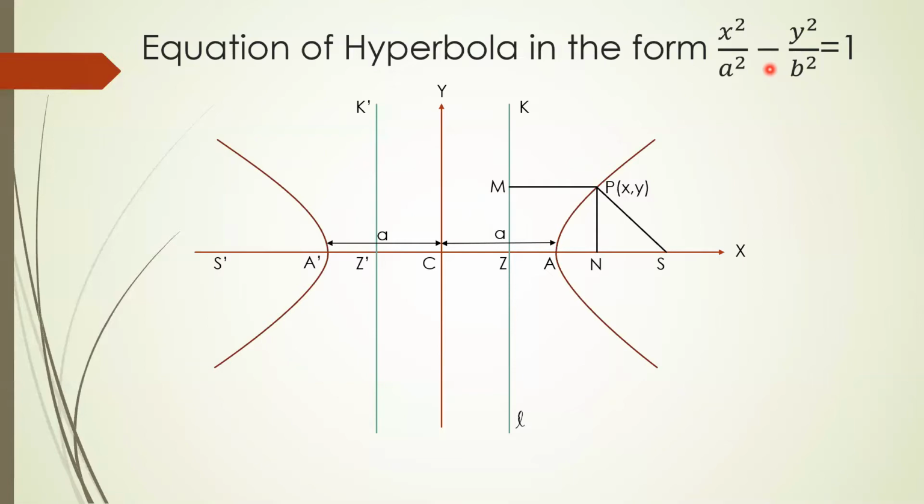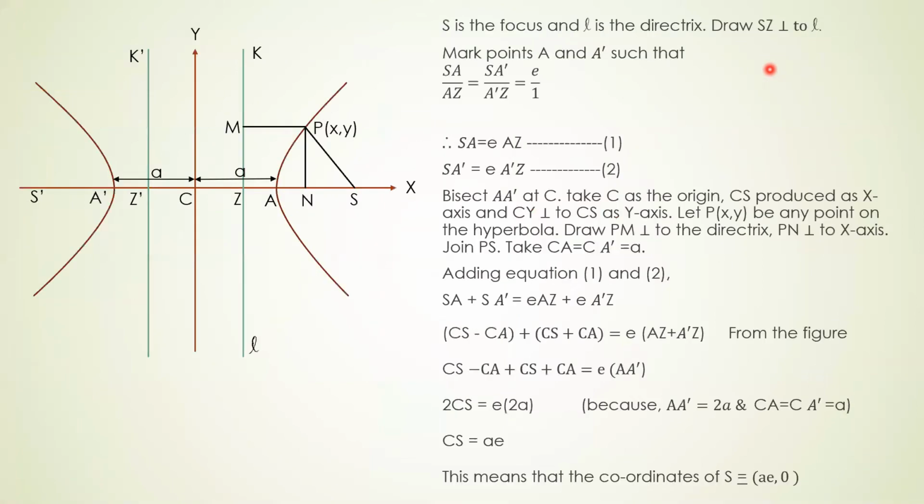Let us see the construction of this hyperbola. First we will consider S as my focus point and L as the directrix. This is the directrix and S is the point. Draw SZ perpendicular to L. I'm going to draw SZ such that it becomes perpendicular to this directrix.